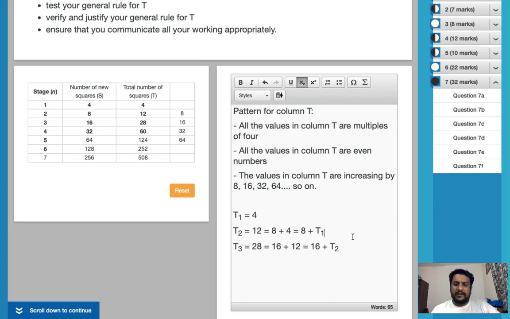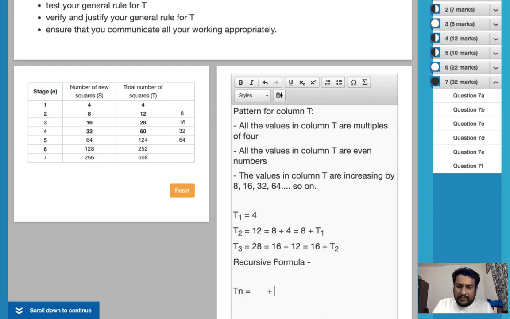Now observe over here: term 1, term 2, term 3. Your next term depends on the previous term. So this kind of formula is known as a recursive formula. We need to write down a recursive rule for this. So how do we write down a recursive rule? A recursive rule is always in terms of n, connecting it to the previous term. I know there would be something plus T n minus 1.